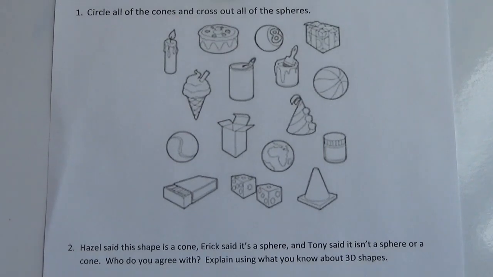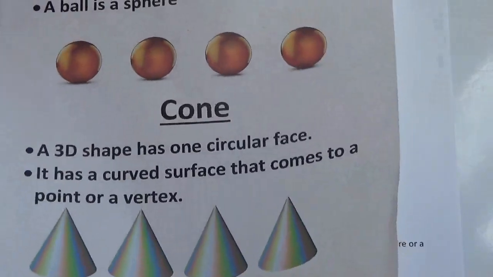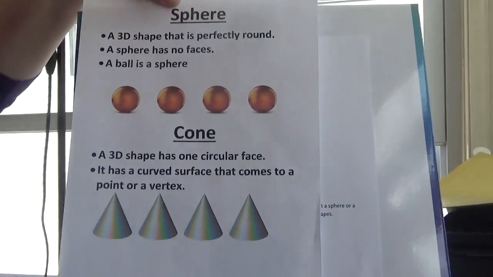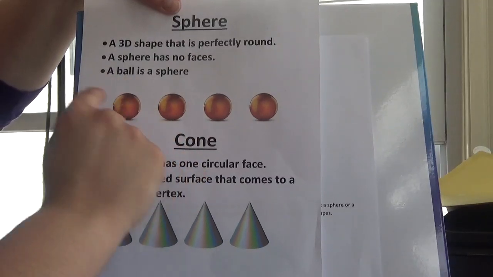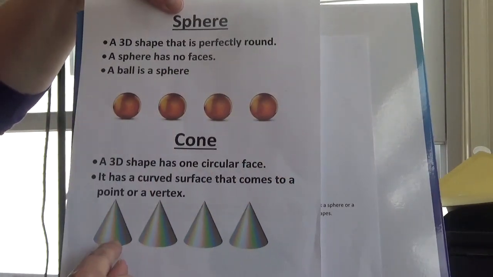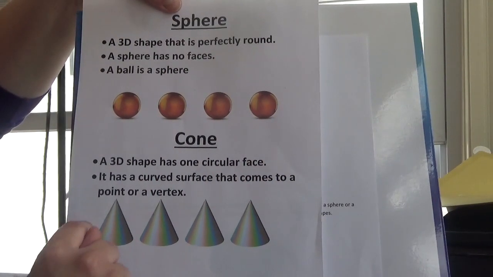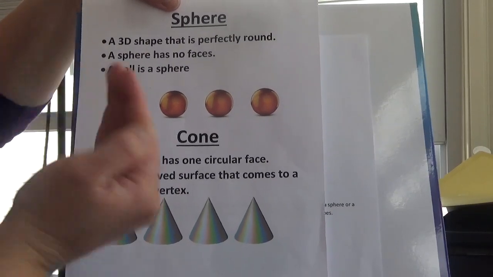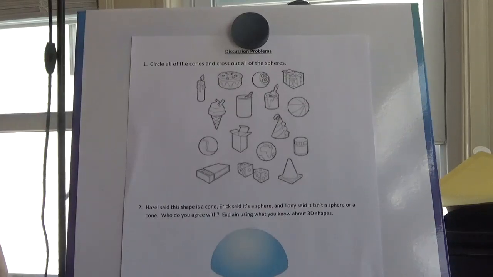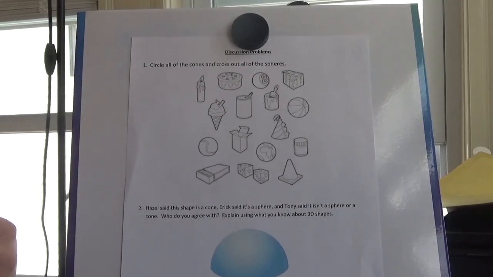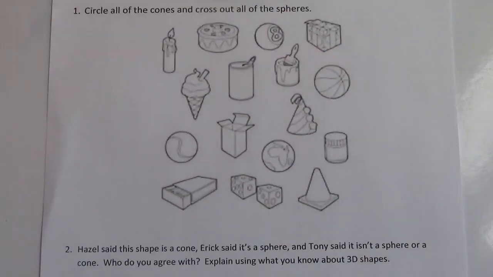Now remember, these 2 shapes are my cones and my spheres. So my spheres are completely round, they have no faces, and my cone has 1 circular face that comes to a point, and it also has that curved surface. So let's follow these instructions and let's circle all of the cones and cross out all of the spheres.